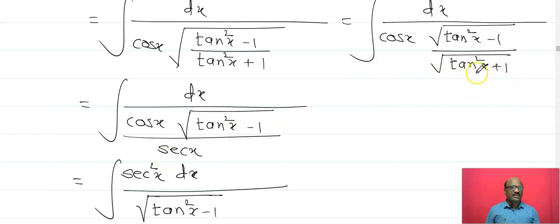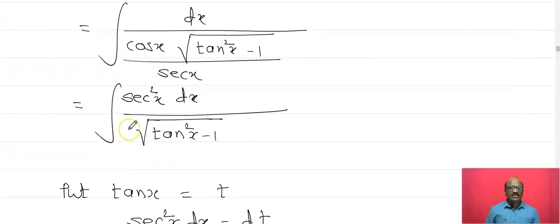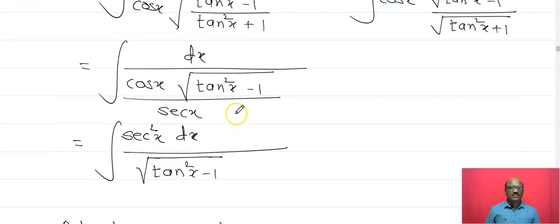Sec square x, and its root is sec x. Therefore, in the integral, this sec x will come to the numerator, that will become 1 sec, and 1 upon cos will become another sec, and that sec will become sec square x. That's why I had written here sec square x. Look at this step again: this sec comes up to the numerator, and this 1 upon cos also becomes sec, and overall we get sec square. This 1 upon this sec and this cos.